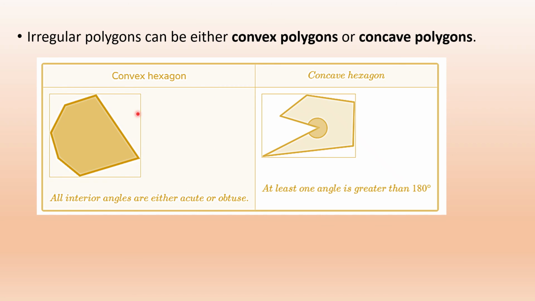So an irregular polygon can be of two different types: one is convex and one is concave. What is convex? The interior angles will be either acute or obtuse. And in a concave polygon, at least one angle will be greater than 180. As you can see, we have a hexagon here. It's an irregular hexagon, and this one angle is greater than 180. Okay, this is the meaning.